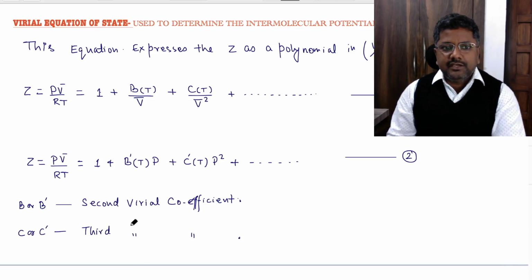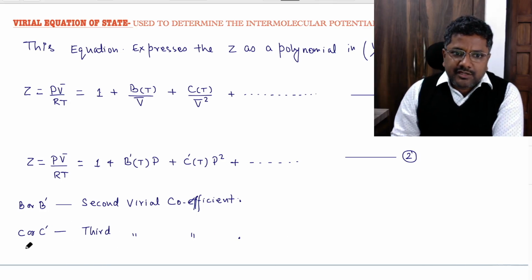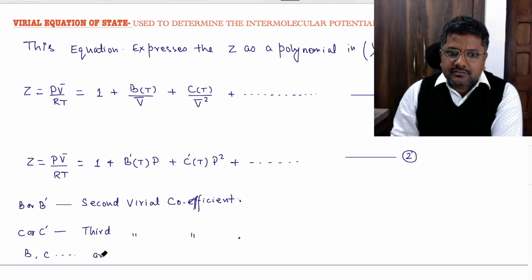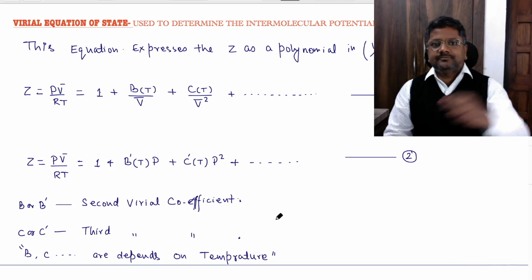And B or B dash or C or C dash, these virial coefficients basically depend only on temperature, independent of the density of the gas or any other factor. So these coefficients B, C depend on temperature. This is a very important point, right?